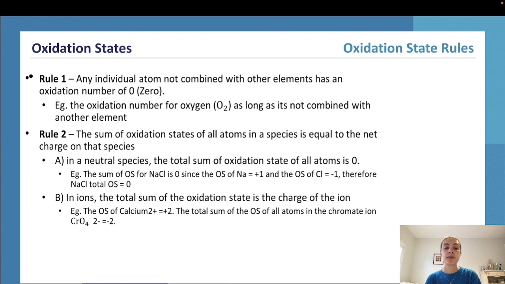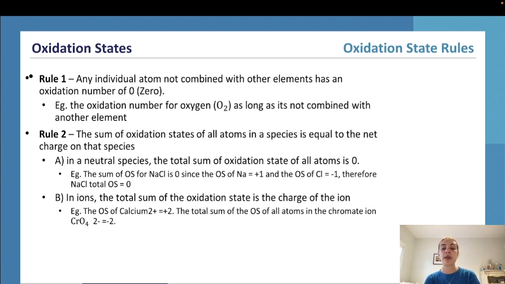And so if we're then, that's just an individual ion in its own regard, so we don't need to consider anything else. We can just say that the oxidation state of the calcium in calcium 2 plus is 2 plus. However, if we're considering an ion which has multiple different atoms in it and multiple different elements, the total sum of the oxidation states of all of those are going to add up to the charge of that particular ion.